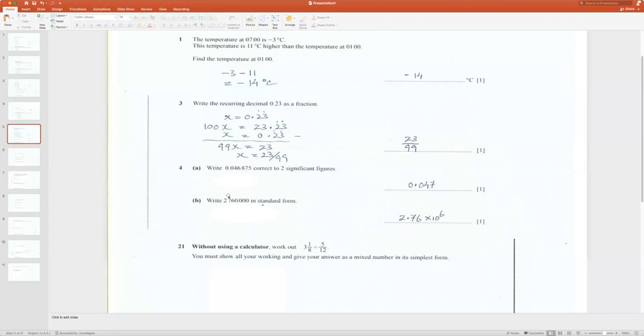If the decimal is going this way, it is plus. If we are going this way, it is minus.